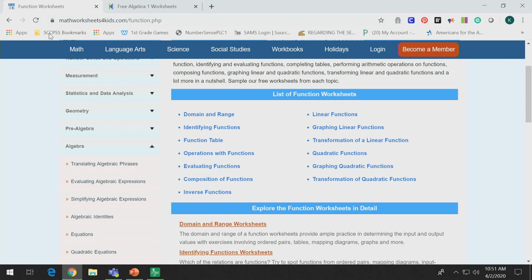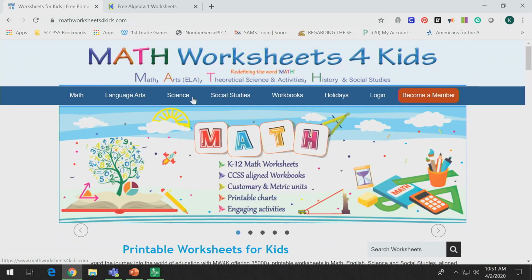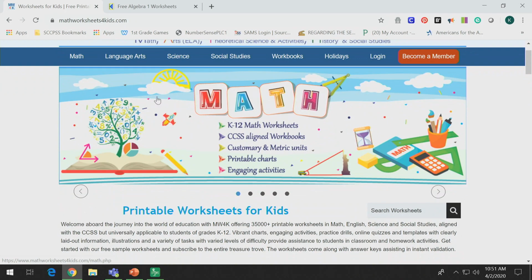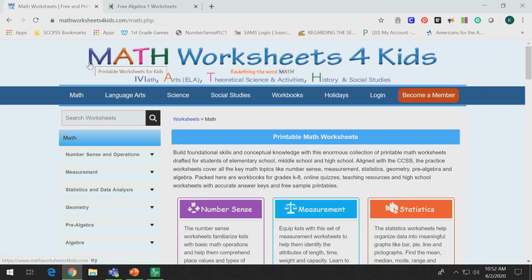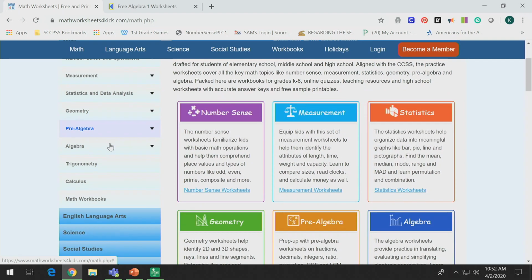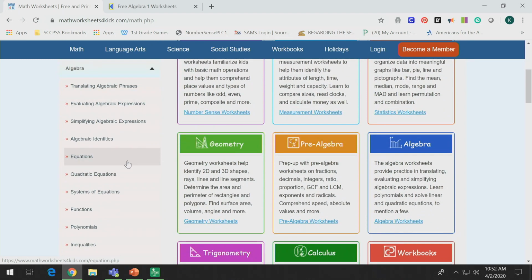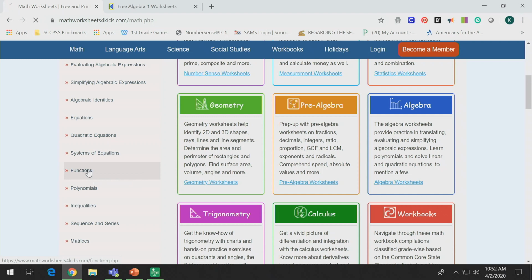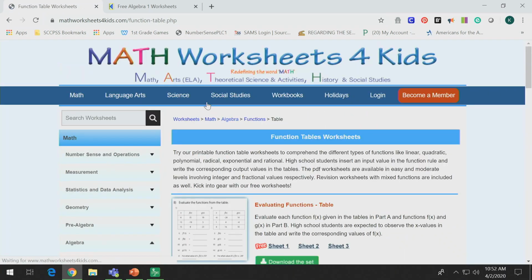So you'll see here, what I'm doing is if I go to Math Worksheets for Kids, even though it's called Math Worksheets for Kids, they've expanded to language arts, science, social studies, but being a math teacher, let me look at the math. So here are all of your options for math. What I want to look at is algebra. And the sheets that I showed you are here under functions. Here is the function table sheet that I gave you.